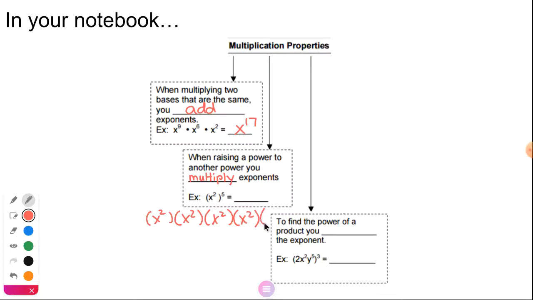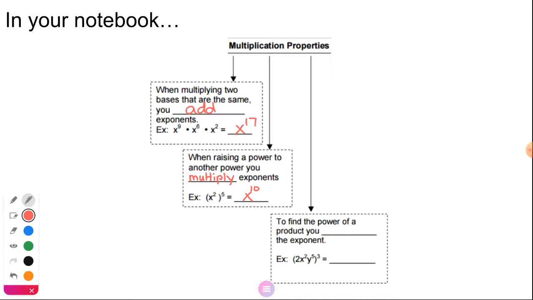What is that, 4, 5? Right? So I have 2 x's, and then 2 more x's, and 2 more x's, and I have that 5 times. Realistically, what we're doing is just multiplying. So 5 times 2 is 10. So we're going to have 10 x values, or x to the 10th power.